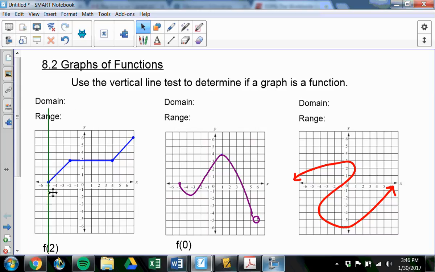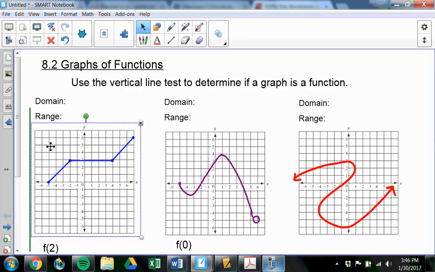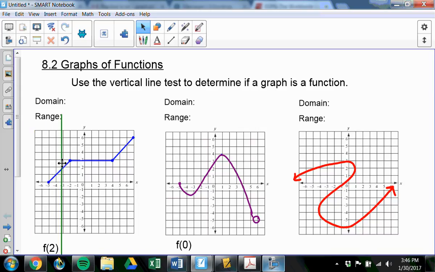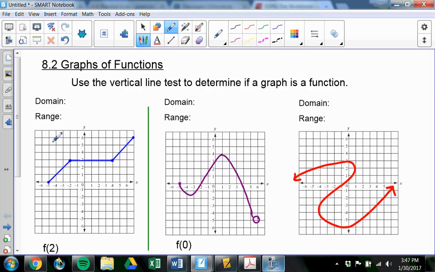If I take this green line and run it across my graph, and for the record, this blue piece here is the graph. This whole plane, that's the xy plane, but this is the actual graph. If this vertical line ever hits the graph more than one time, it is not a function. Since my vertical line never hits this blue graph more than once, this is a function.